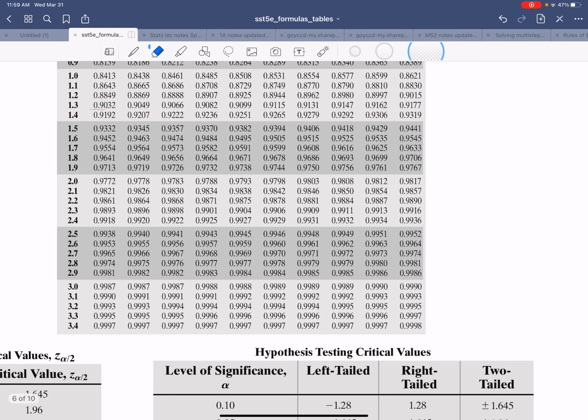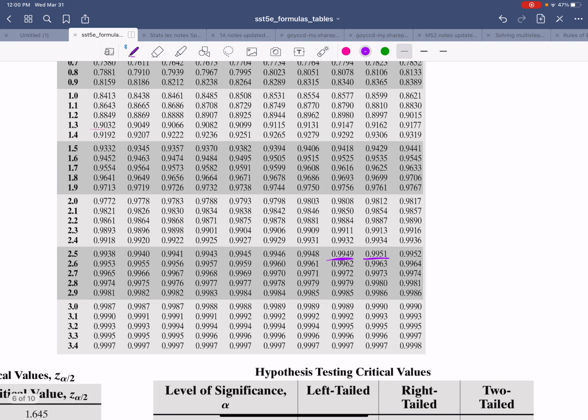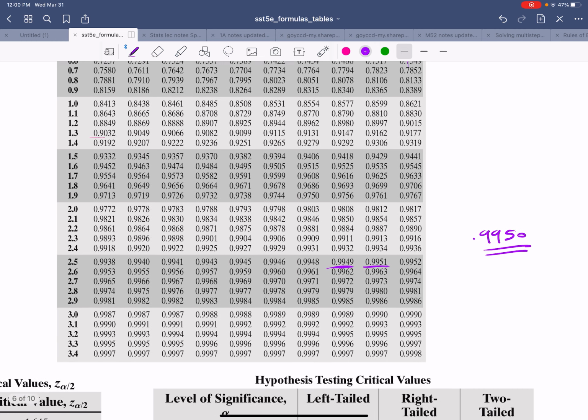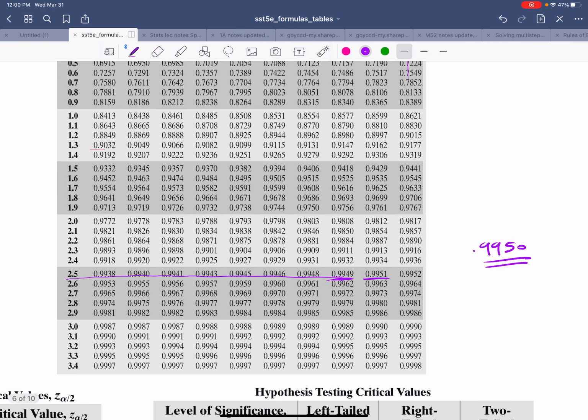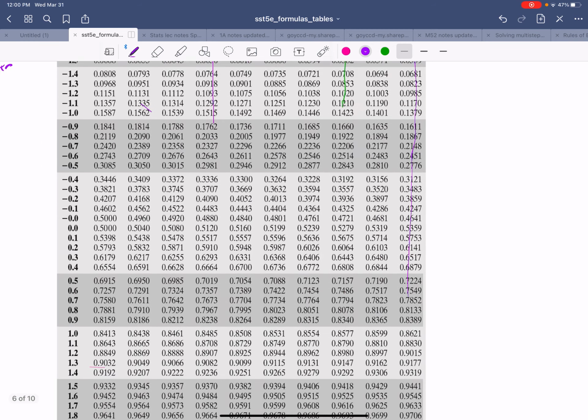Let's check 0.9950. So here we are: 0.9949 and 0.9951. They both are equally away from 0.9950. We cannot say one is closer, because my number was 0.9950. So they both are equally away. I'm going to have to find the average. So my z-scores are 2.57 and 2.58.